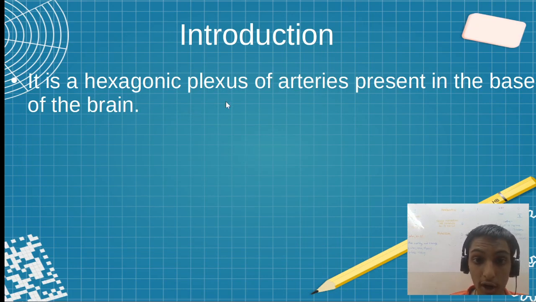It is a hexagonal plexus of arteries, or hexagonal arterial plexus, present in the base of the brain. So in the base of the brain there is this hexagonal structure, that is called the circle of Willis.